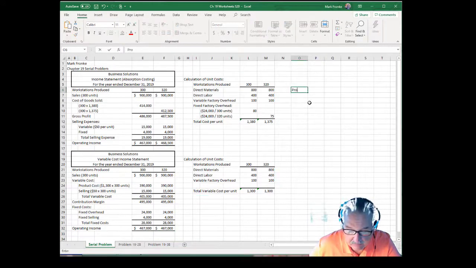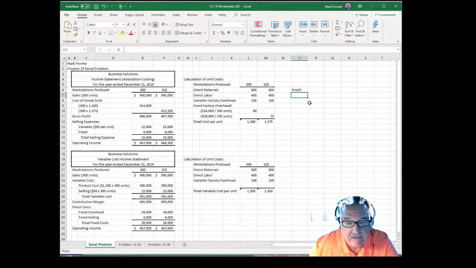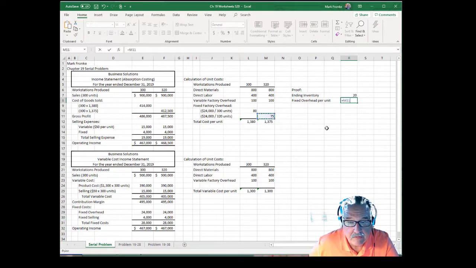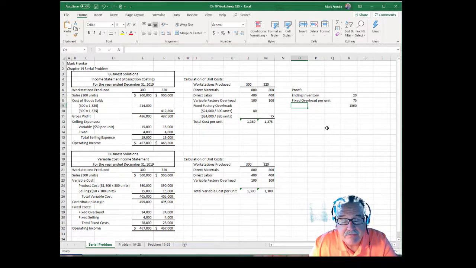And we can prove this by taking that ending inventory, which is 20 units, our fixed overhead per unit is $75, which is a difference of $1,500. And that's the difference between our two income statements.